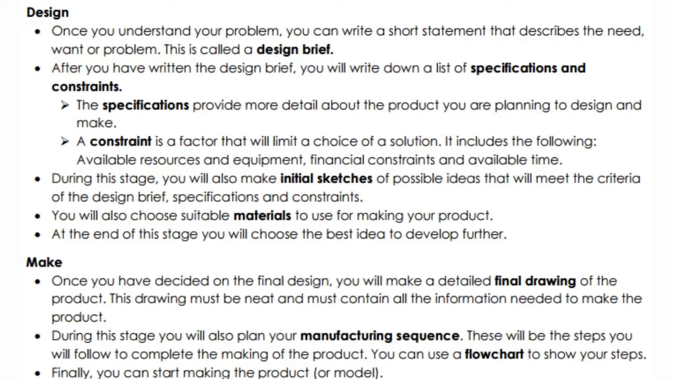Make. Once you have decided on the final design, you will make a detailed final drawing of the product. This drawing must be neat and must contain all the information needed to make the product. During this stage, you will also plan your manufacturing sequence. These will be the steps you will follow to complete the making of the product. You can use a flowchart to show your steps. Finally, you can start making the product or model.